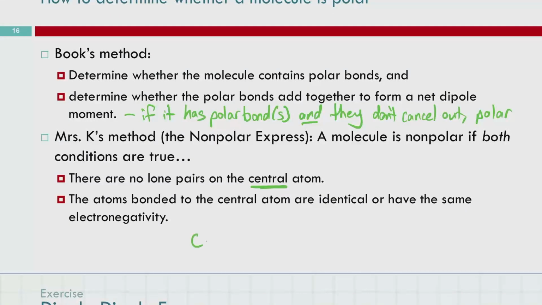So something like CH4, which has this Lewis structure, has no lone pairs on carbon, no lone pairs at all even, and the atoms that are bonded to the central atom are all hydrogen. They're all CH bonds between a carbon and a hydrogen. So this would be nonpolar.